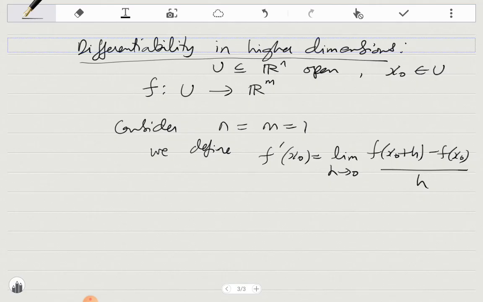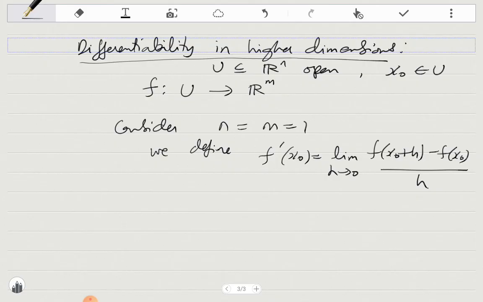If the limit on the right hand side exists, then we say f is differentiable at x naught, and we call the value of the limit the derivative. Now, obviously one can't make sense of this in higher dimensions. One runs into problems immediately.